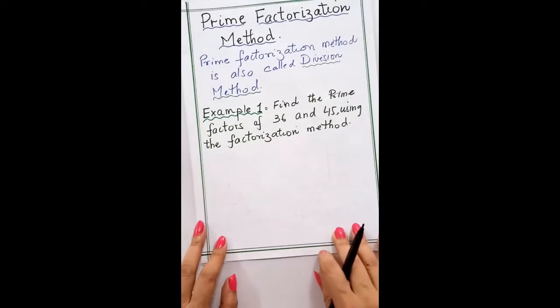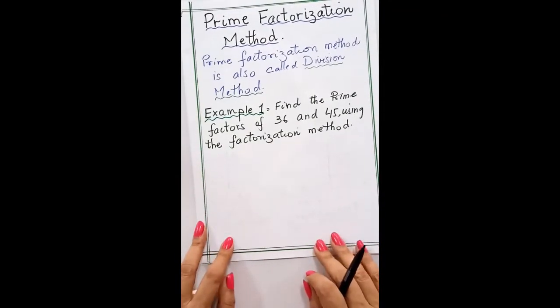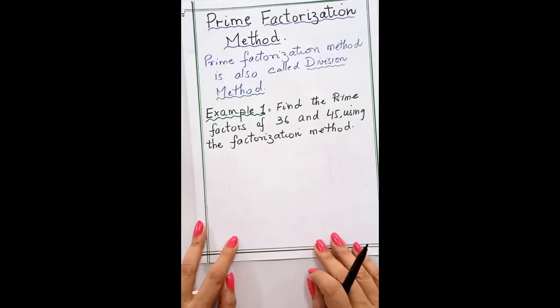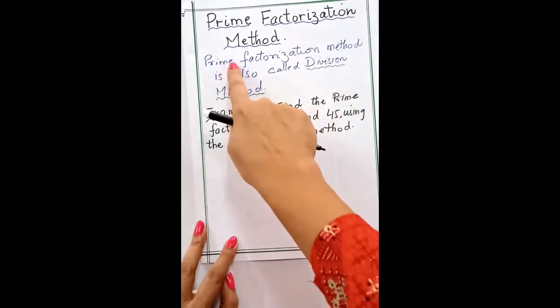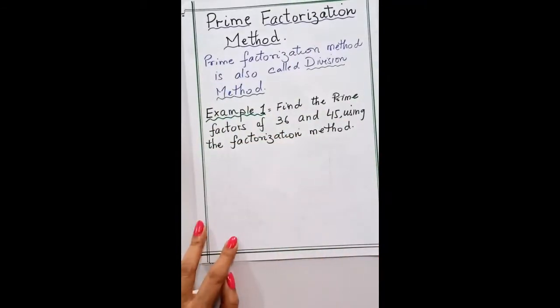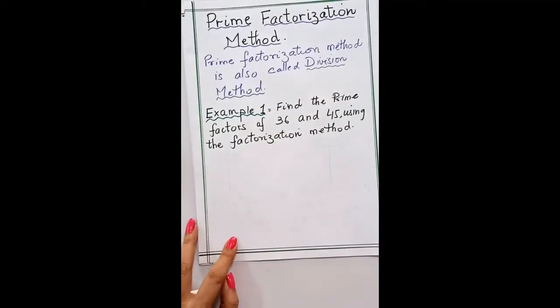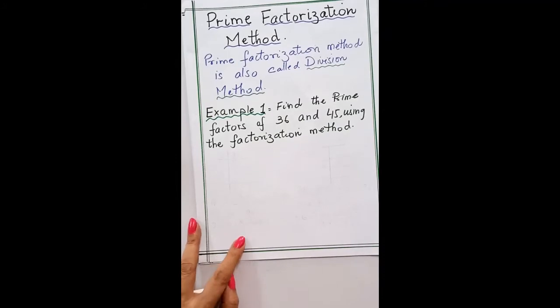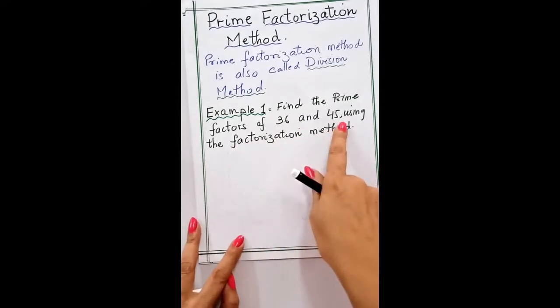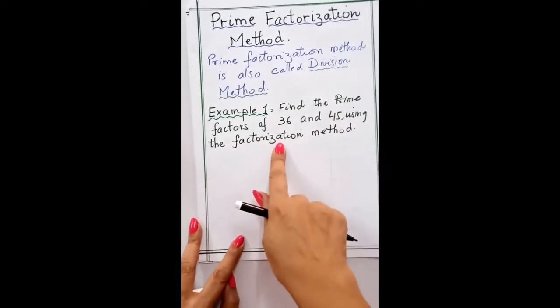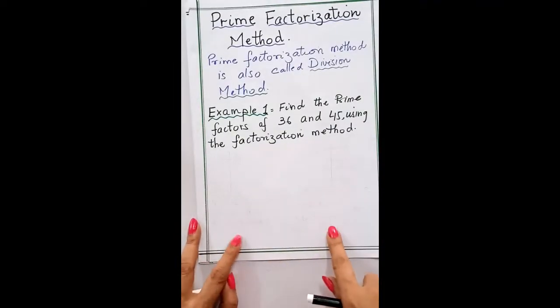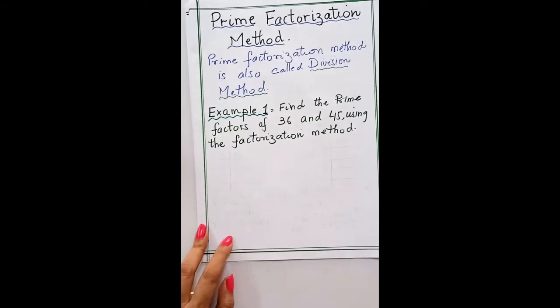Now we will proceed towards the second method of finding LCM, that is prime factorization method. Prime factorization method. And this method is also called division method. So let's start with example number 1. Find the prime factors of 36 and 45 using the factorization method. So students, factorization method is also division method.